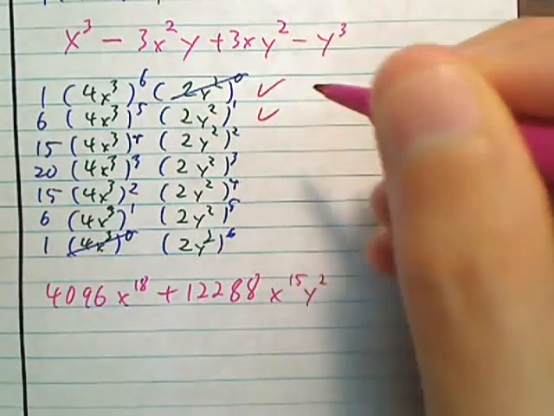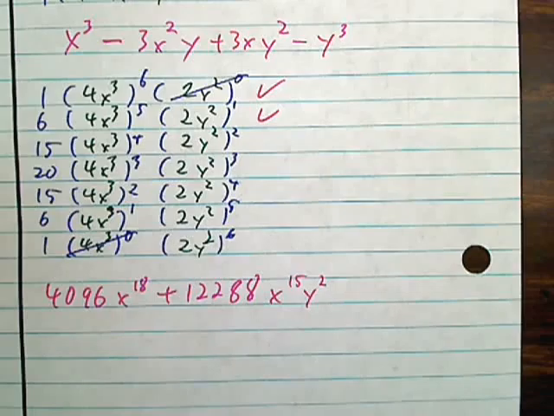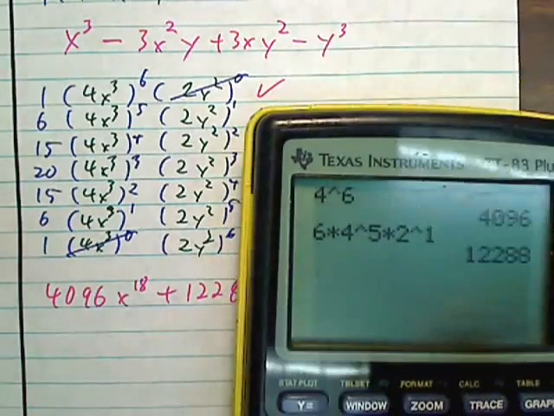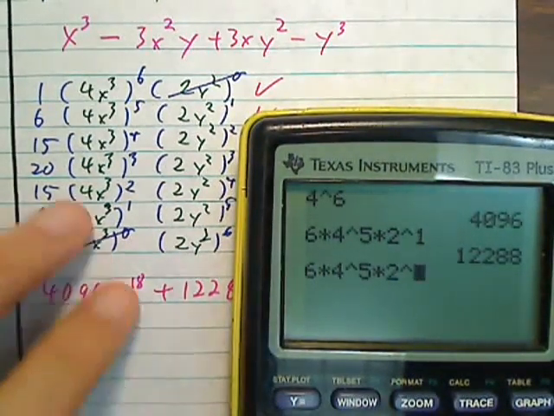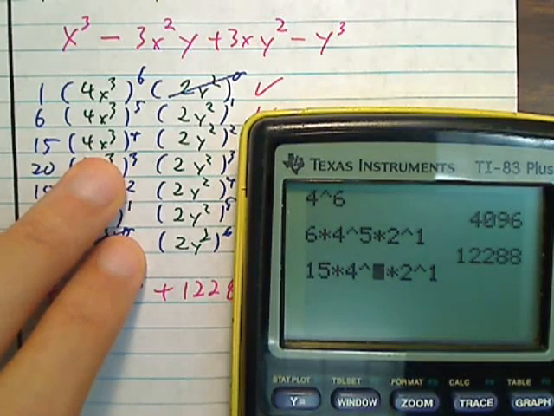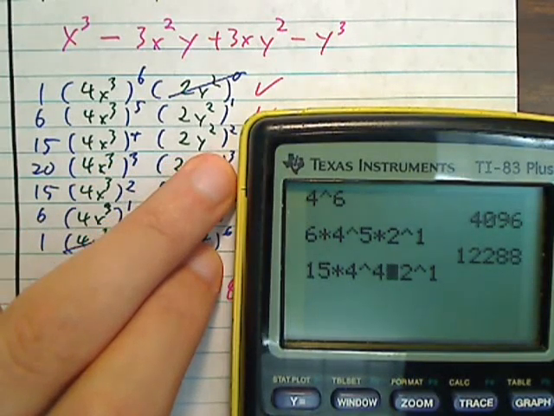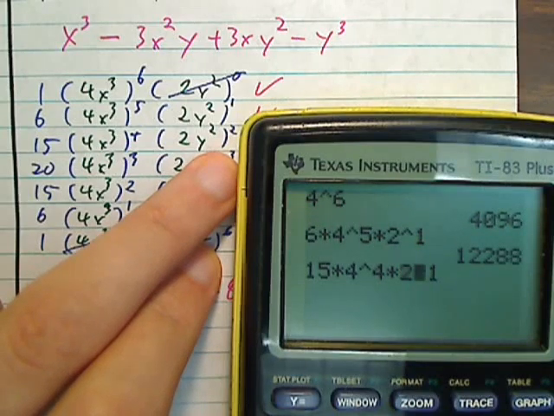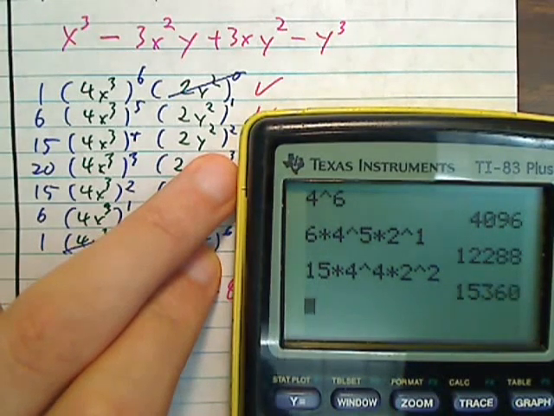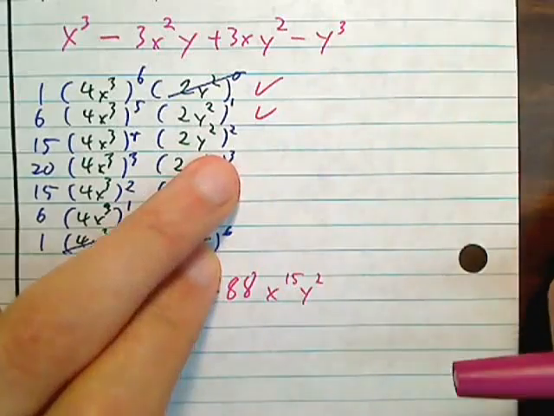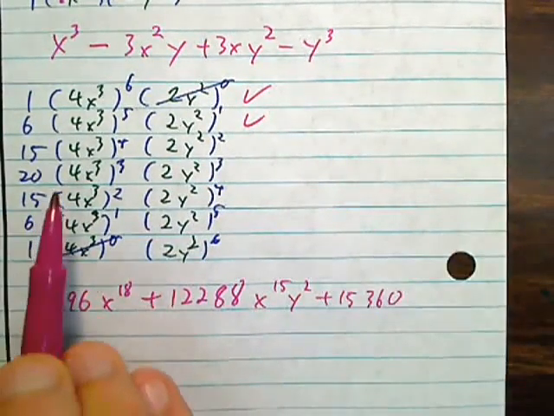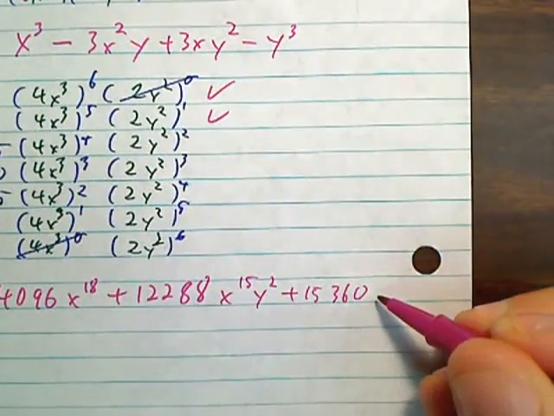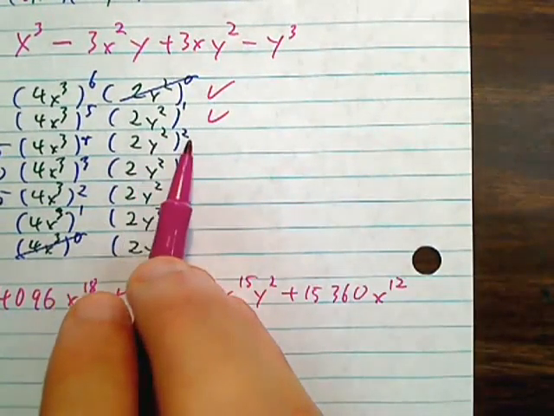Okay, and I'm going to start checking those off. I got those 2 done. All right, next. I hit second enter to get that entry back. 15, 4 to the 4th, y to the, 2 to the 2nd. 15360. Okay, 3 times 4 is 12. 2 times 2 is 4.